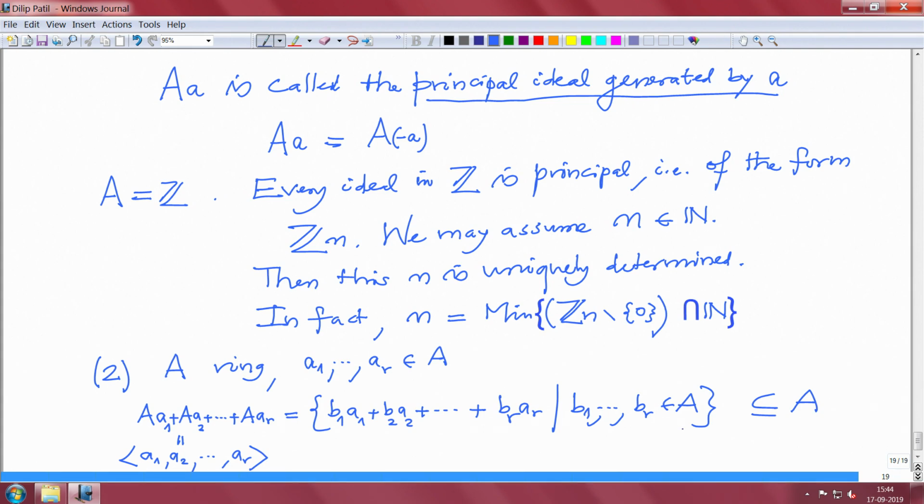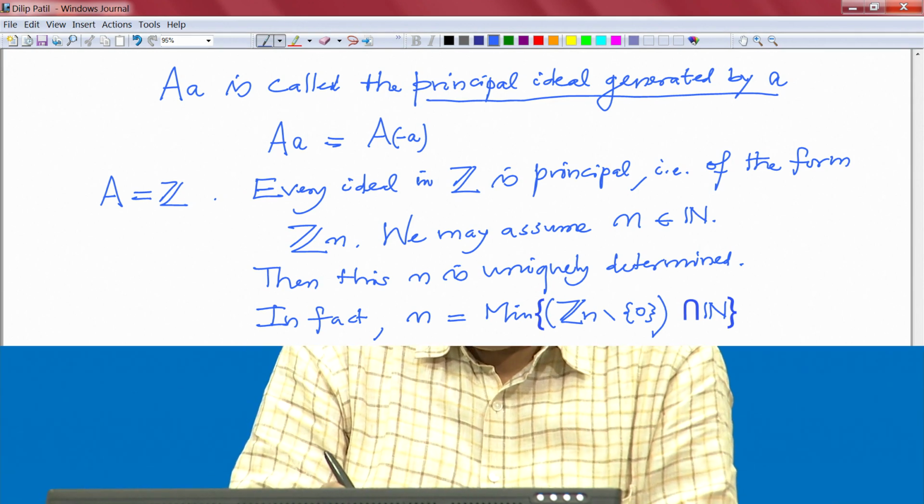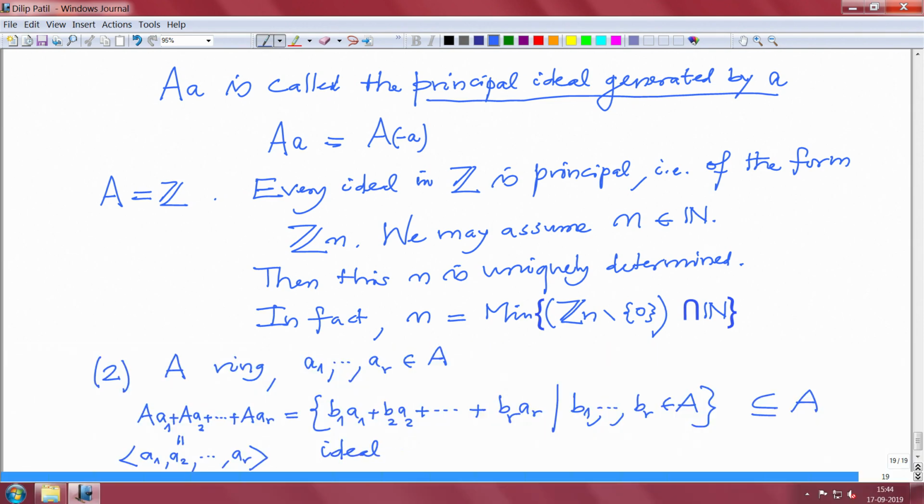Okay, so again this is obviously an ideal, you have to check this is an ideal. So what will you check? You will check that this one is a subgroup under addition and it is closed under arbitrary multiplication by an element in A. So that I leave it for you, just imitate what we did in the case of one element. So this is called the ideal generated by a1 to ar in the ring A.